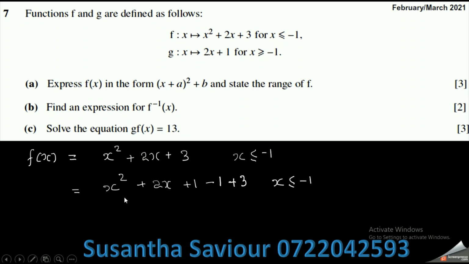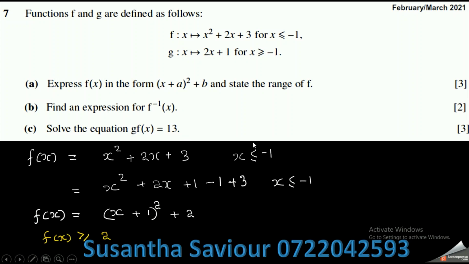Now we will take these first three terms and then we can write it as a square. Right? We can write these three terms as (x plus 1) squared. If you have any doubt, you expand this and see, then you will get this one. Then we can simplify these two terms, minus 1 plus 3. Minus 1 plus 3 is plus 2. Right? Now this is the format of this sum. Then here a is equal to plus 1, b is equal to plus 2.